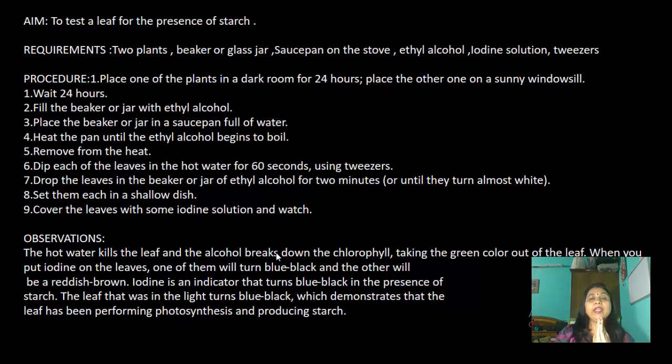We know leaves are green in color. So when we put the leaves in ethyl alcohol, they will turn white. That means all the chlorophyll from the leaves will come out. After that, take them out from the ethyl alcohol when they turn white, wash in water and set them each in a shallow dish. You can keep it on a tray, white tray or china dish or a shallow dish.